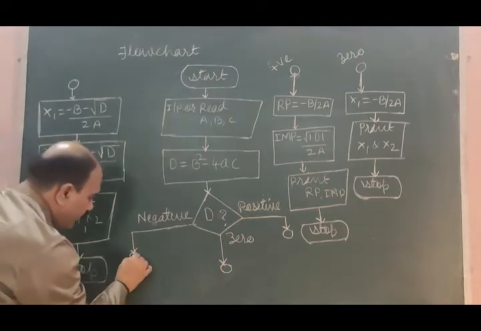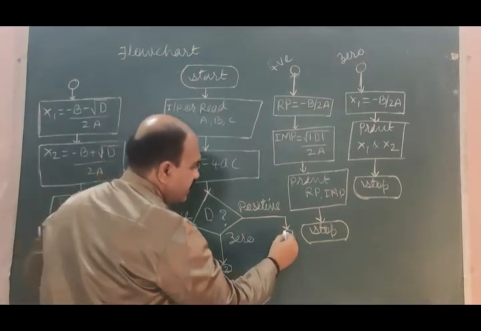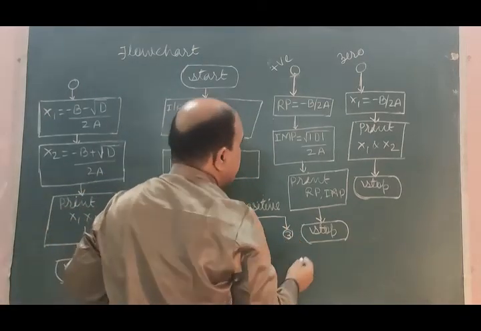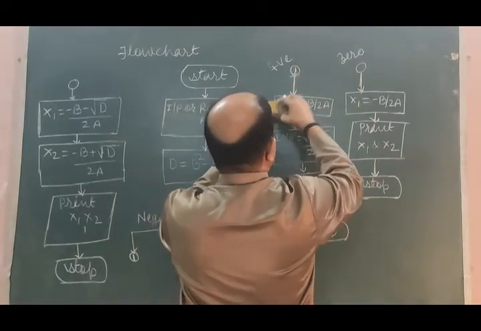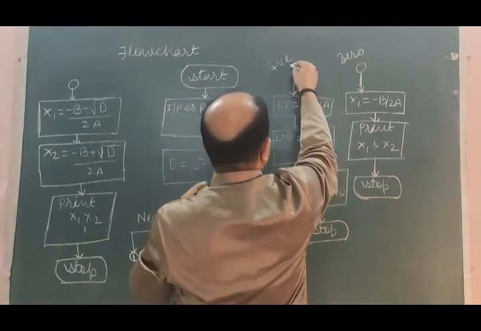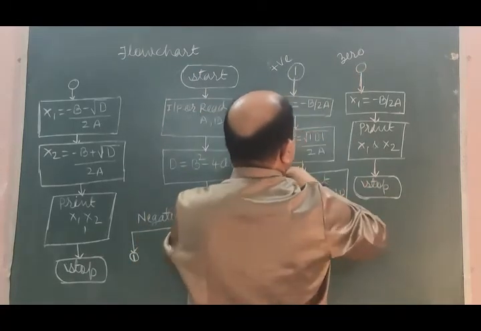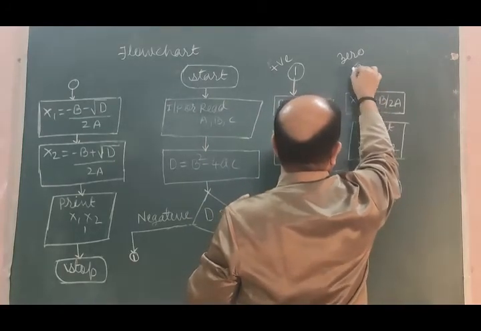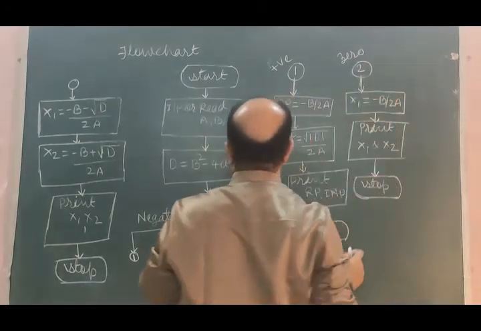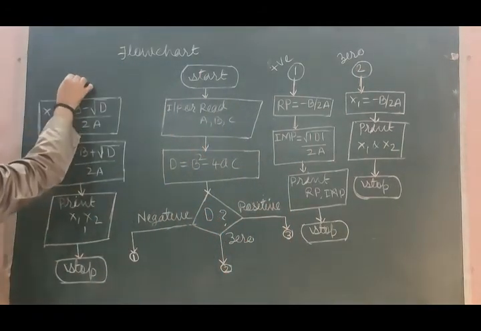I may write 1 inside this, 2 inside this, 3 inside this. So you write 1 here. Let me make this somewhat large. 1, 2, and this is connector 3.